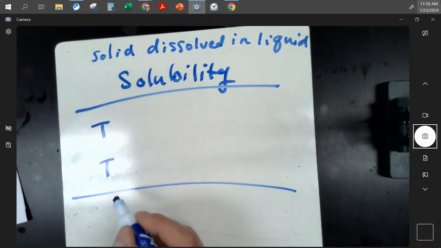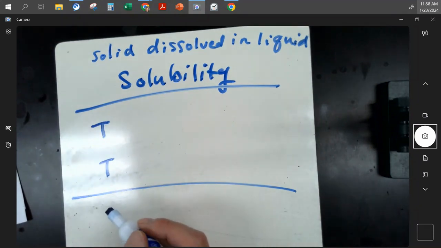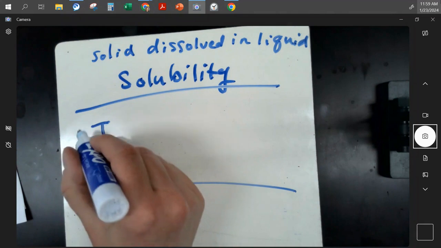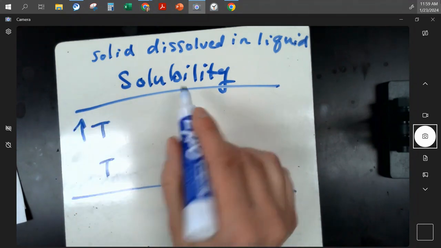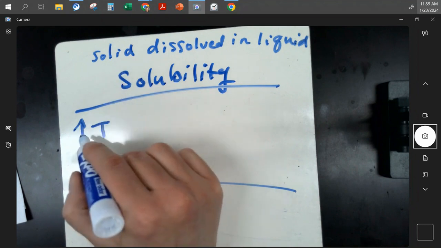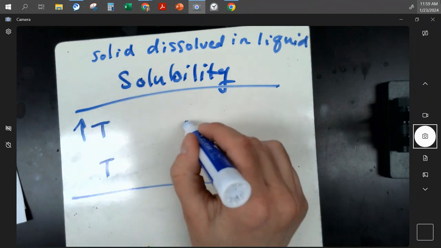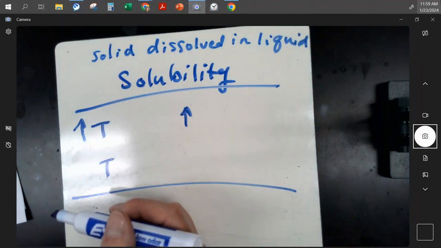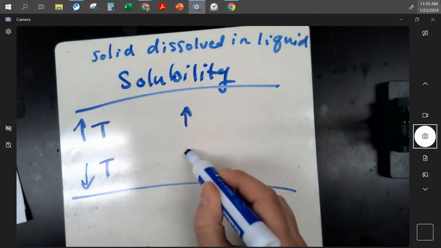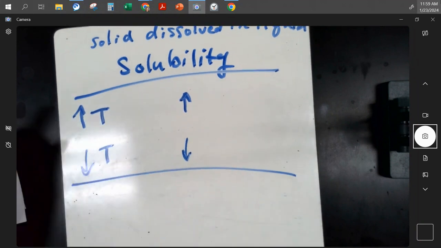So think back to the last time you made syrup. So what do you do when you make syrup? Put sugar in hot water. Sugar and hot water, good. So you're saying that you're increasing the temperature. What happens to the solubility of the solid, of the sugar, if you increase the temperature? Yeah, increases, perfect. What happens if you decrease the temperature? Yeah, decreases. Okay, great. So that one's really intuitive.